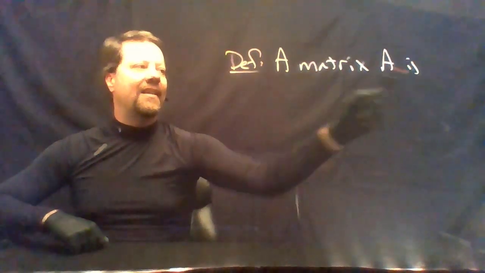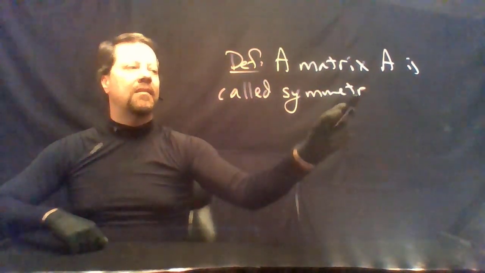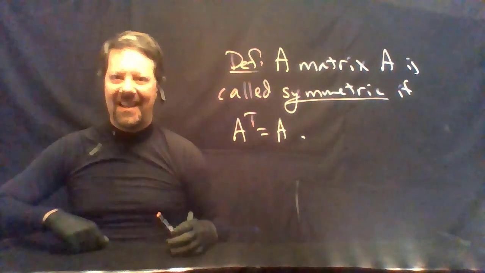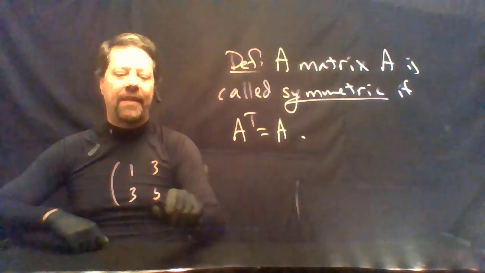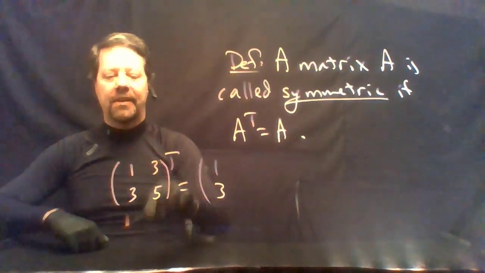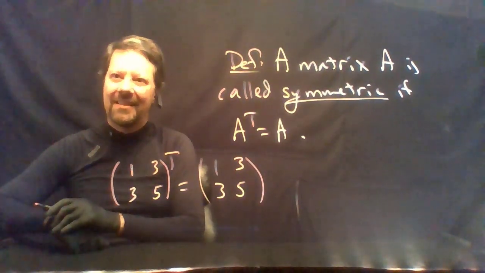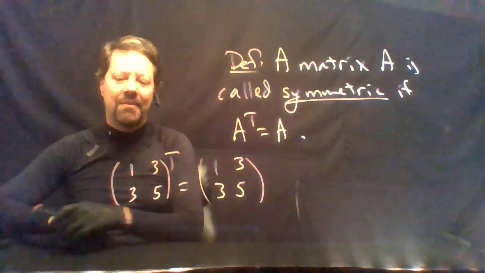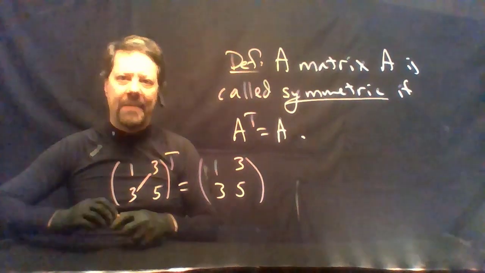The matrix A is called symmetric if A transpose equals A. So for example, if I have the matrix with rows 1, 3 and 3, 5, I'll convert a row 1, 3 into a column, and the row 3, 5 gets converted into a column. You can see the transpose is equal to itself. So this matrix is symmetric. You can see that a symmetric matrix will have to have same entries on each side of the main diagonal.